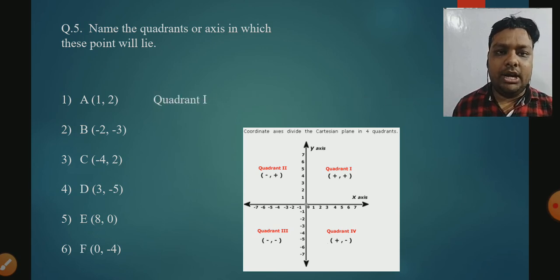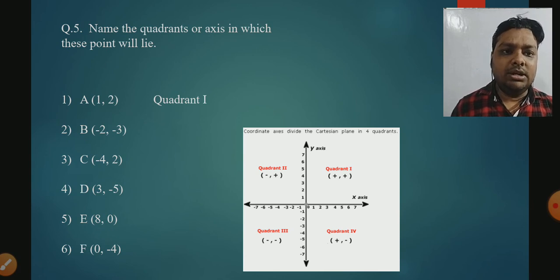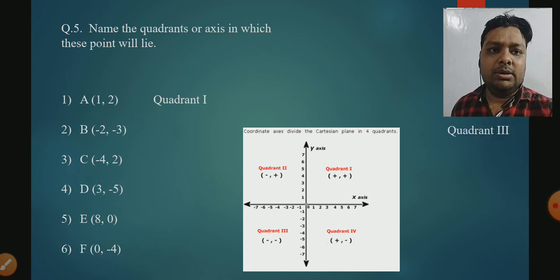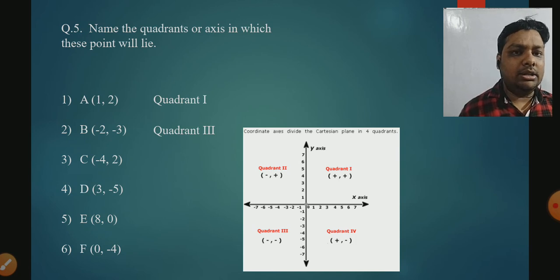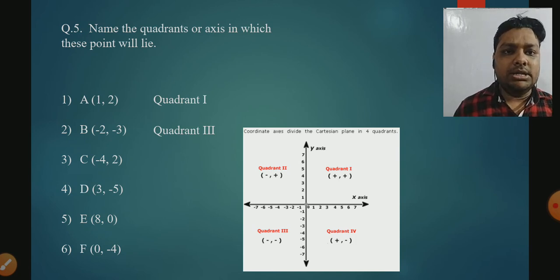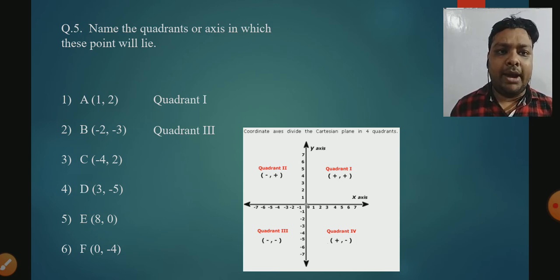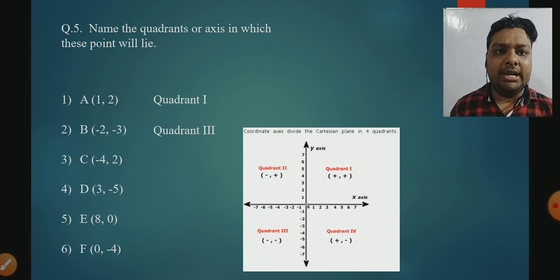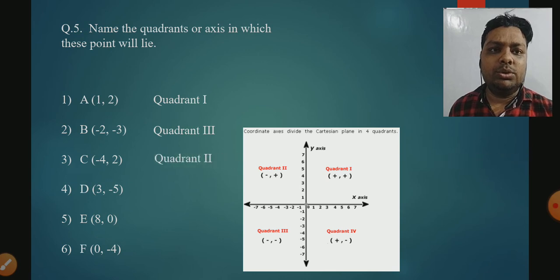Okay students. Now B, minus 2 and minus 3. So minus and minus sign. In the figure you can see that minus and minus sign lies in quadrant third. It means point B will lie in quadrant third. Now point C, minus 4 and 2. It means minus and plus sign, which lies in quadrant 2. So it will lie in quadrant 2.